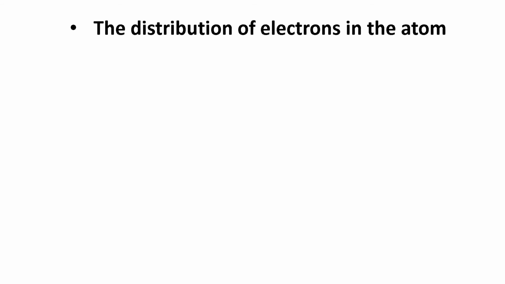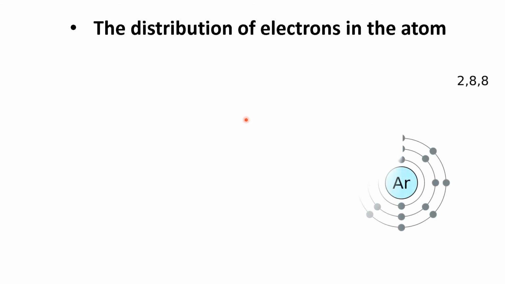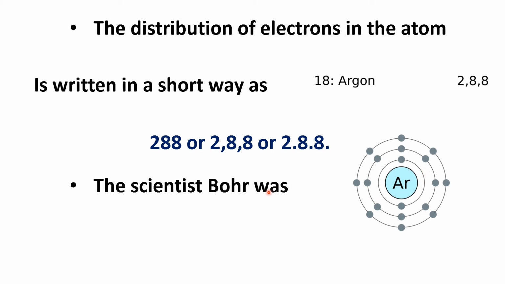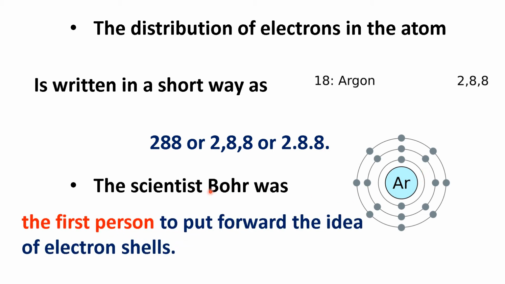The distribution of electrons in the atom. Here, the argon atom with atomic number 18 and distribution of electrons 2, 8, 8 is written in a short way as 2,8,8 or 2.8.8. The scientist Bohr was the first person to put forward the idea of electron shells.